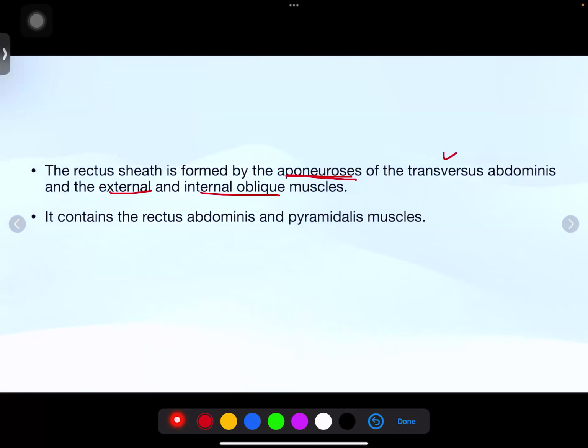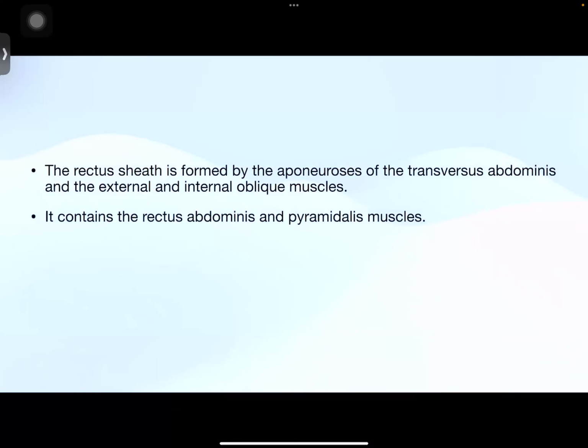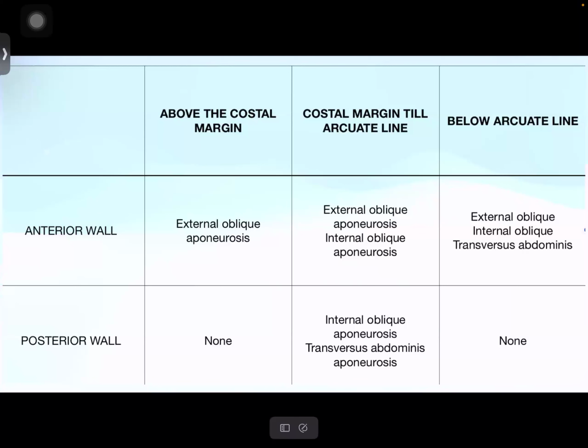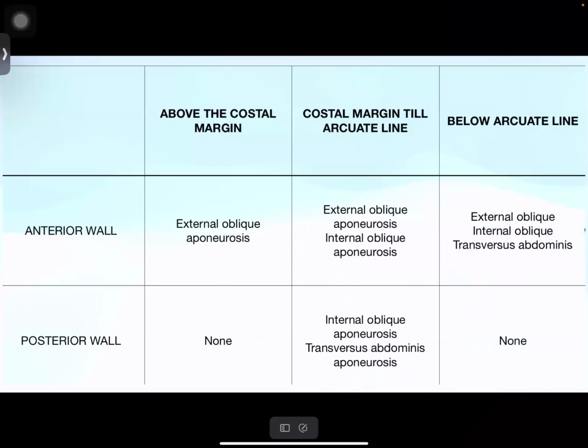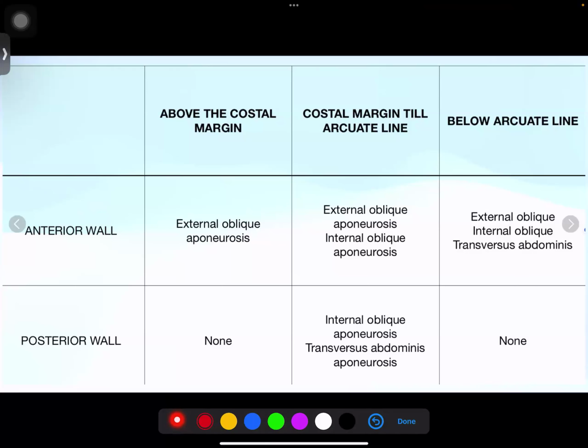And what does it contain? Two muscles. One is the rectus abdominis and the pyramidalis, if it is present. Then these two muscles are contained in the rectus sheath. Now this is a very, very important topic, the rectus sheath, because it usually comes in exams. They ask about how the anterior wall of the rectus sheath is formed. So this table was very important from our lecture.